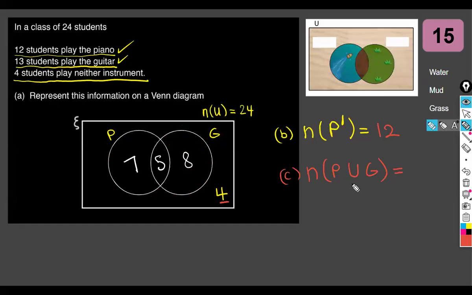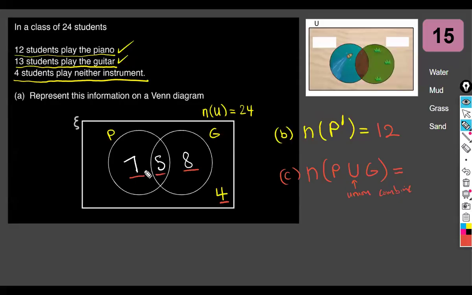P union G. This means union. Another word for union is combine. You want to combine everything in P and G. That would be 7, 5, and 8. You're combining everything in P and G. Once it has anything to do with a P or a G, even the slightest thing related to them, you are part of it.